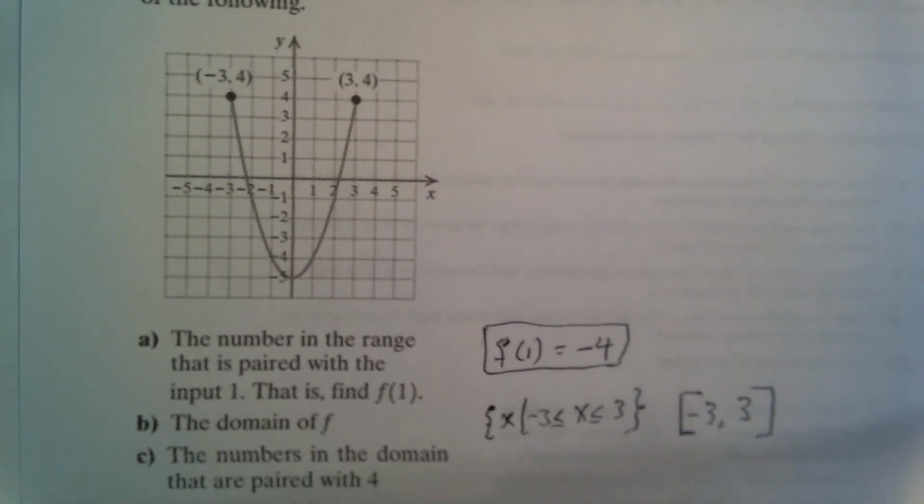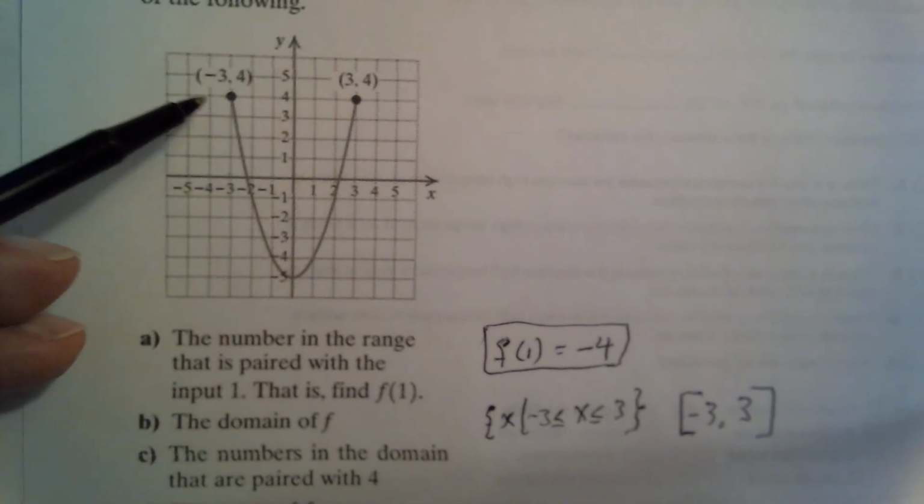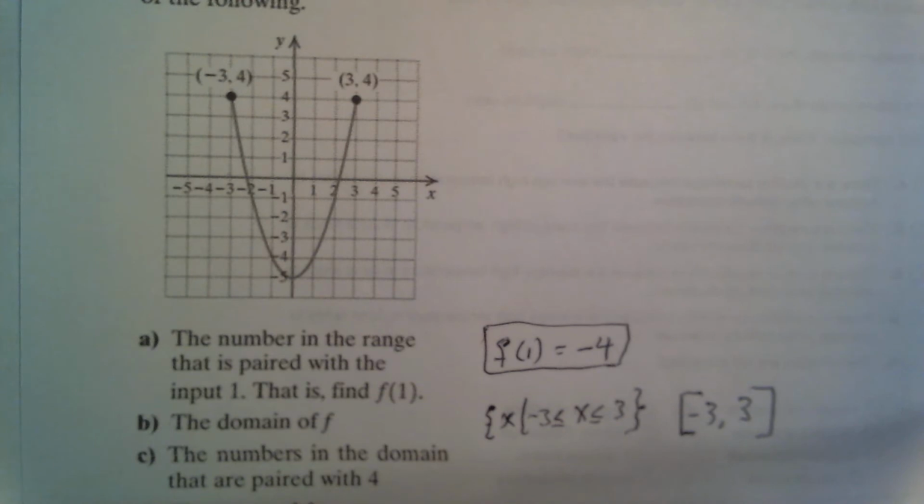And the C part, the numbers in the domain that are paired with 4. Well, the numbers paired with 4 is 3, and the other number is -3. So then the numbers in the domain that are paired with 4 would be -3, comma 3.